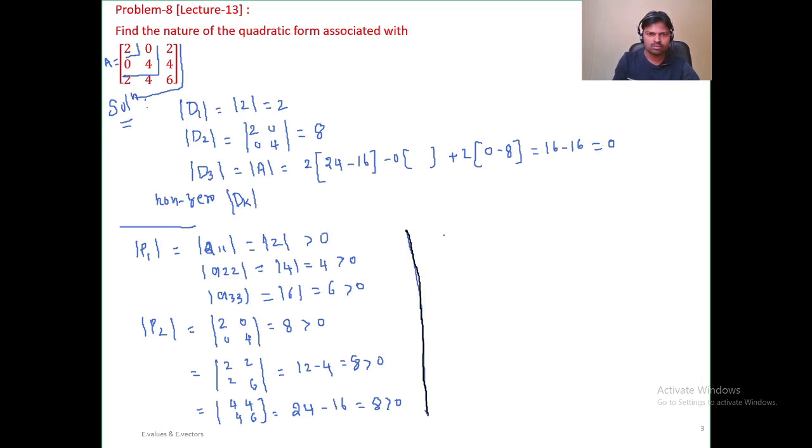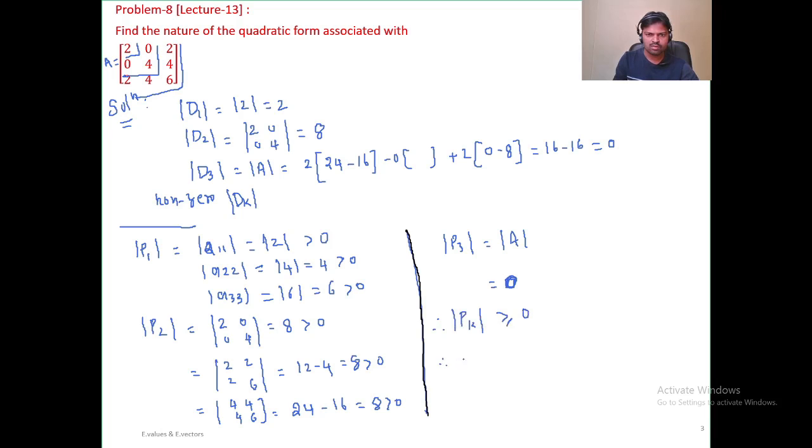So now the 3 by 3 principal minor is nothing but the given matrix A. Now what is the determinant? 2 into, already we computed. This is the determinant. What is this? I am getting 0. So directly I am writing 0. So therefore the fourth condition is satisfied. So indirectly what I am getting? The determinant of Pk is more than or equal to 0.